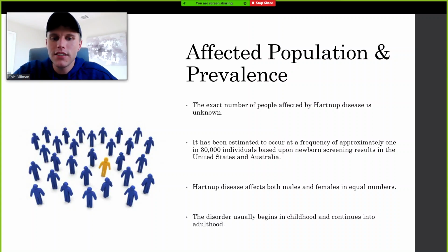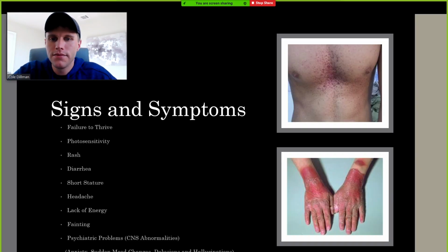Now, Hartnup disease does not discriminate by sex. It affects both males and females equally. And the disorder generally gets diagnosed in childhood with symptoms starting between the ages of 3 and 9. Now, what are the signs and symptoms of Hartnup disease?